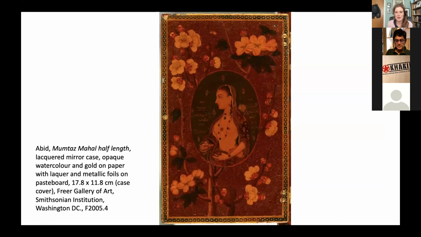And I want to close with a very unusual portrait. It's a half-length portrait of Mumtaz Mahal, and it's set into a lacquered mirror case. The portrait was placed into that lacquered mirror case. And here we see her, a beautifully sensuous picture. Her bare chest is visible, adorned by this beautiful jewelry, and there's an inscription that is the signature of the Shah Jahani artist Abid.